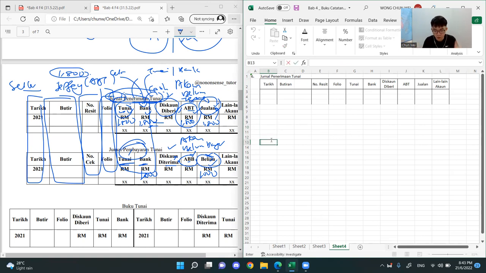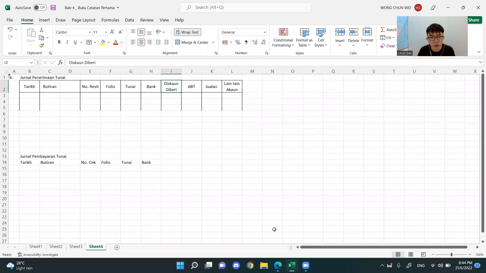Okay, then you do another one for journal pembayaran tunai. Then you have the same thing, tarik lah. Saya tarik butiran. Now, this is not nombor receipt, so it will be nombor apa? Nombor check, because you bayar. Right? Then folio. Same, tunai here. Then bank. Okay, now, tadi discount diberi mah in penerimaan tunai. Okay? So now, we change it to what? Discount diterima.